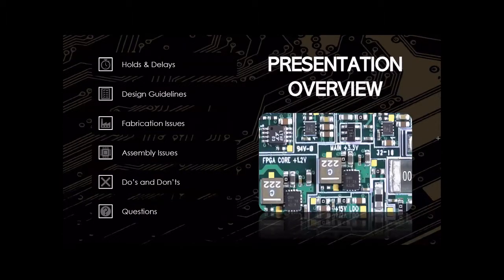So just a quick overview of what we're going to be going over today is some common holds and delays that we can hopefully clear up now to avoid placing your order on hold in the future. We're also going to be going over a few design guidelines and some fabrication issues. Then we're going to be switching over to the assembly side and cover some common assembly issues that we have. And after that, we put together a quick list of some basic do's and don'ts in the industry. Again, that's just to help keep your orders moving without any hiccups. And last, we're going to open it up to any questions you might have for us. So let's get right into it.